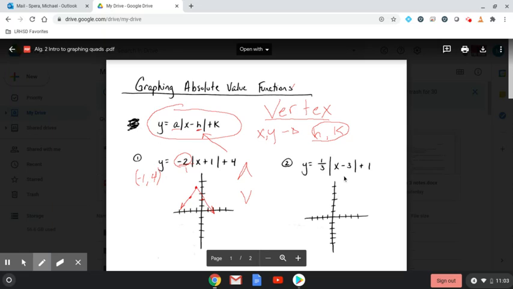Let's look at the next one, number 2. Right, you have to identify your vertex, which is H and K. H is always with the X because it affects X. In other words, it shifts us right or left. K affects Y. This is the Y-axis, right? So that means K either moves us up or down.